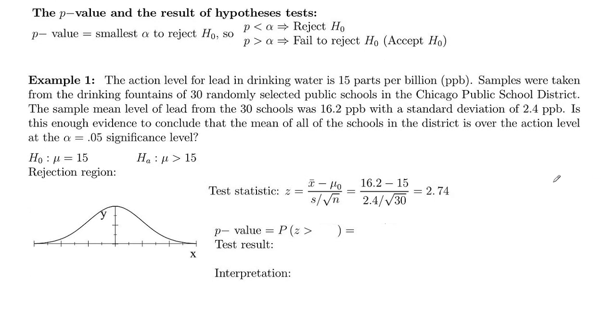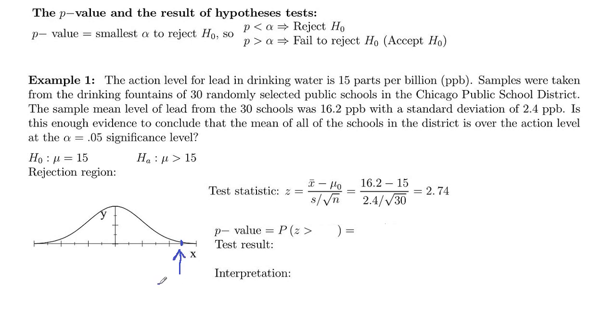So let me illustrate with an example here. Going back to our lead in the drinking water example, we had 30 randomly selected schools. We were testing to see if the level was greater than 15. Our sample mean was 16.2. Our standard deviation 2.4. Alpha is 0.05. So our H0 was mu equal 15, our HA was mu greater than 15, and then our test statistic was 2.74. So here is our distribution curve for the X-bar distribution, and then 2.74 would be way out here.